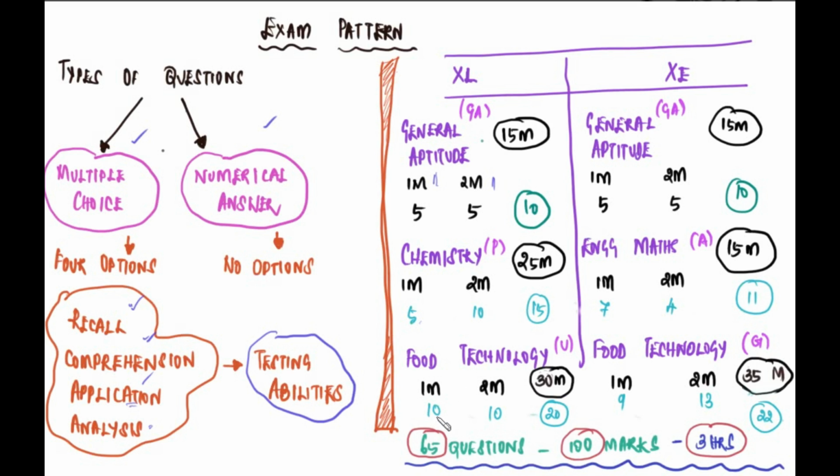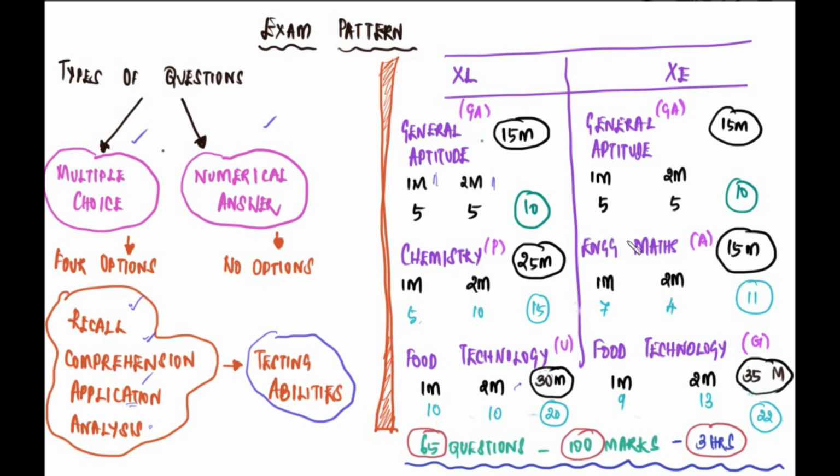Here there are 10 1-mark questions and 10 2-mark questions. Ultimately it constitutes about 30 marks, and the number of questions will be 20, right? Similarly, one more section will also give you 20 questions and 30 marks. So ultimately the total number of questions will be 65, and the total number of marks will be 100. You will be given 3 hours to complete the paper, right?